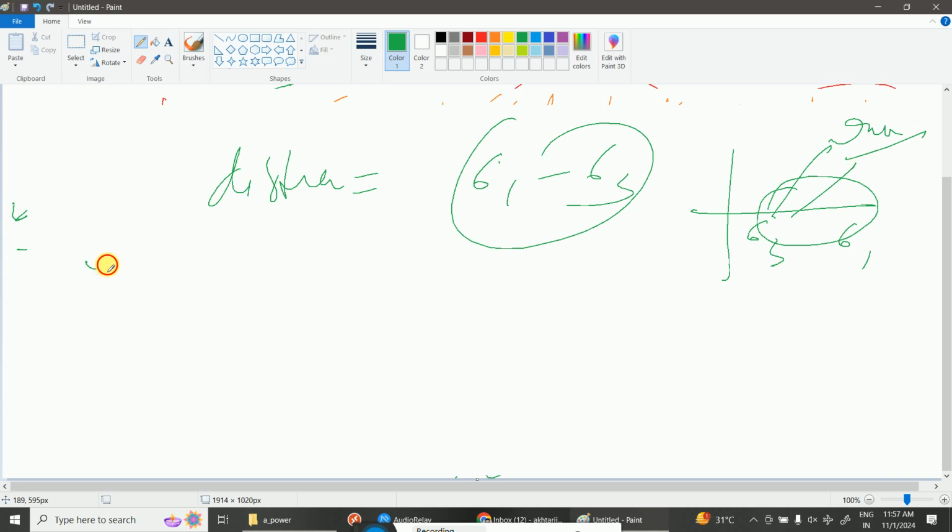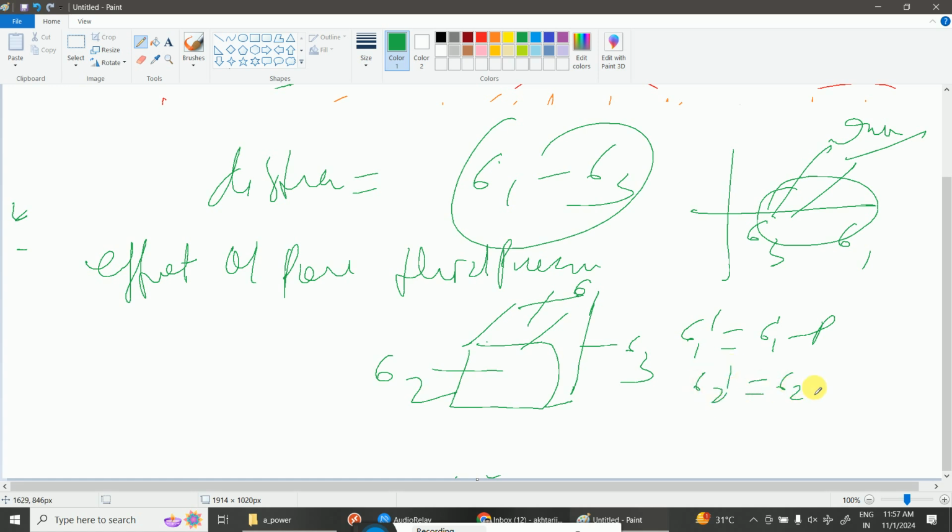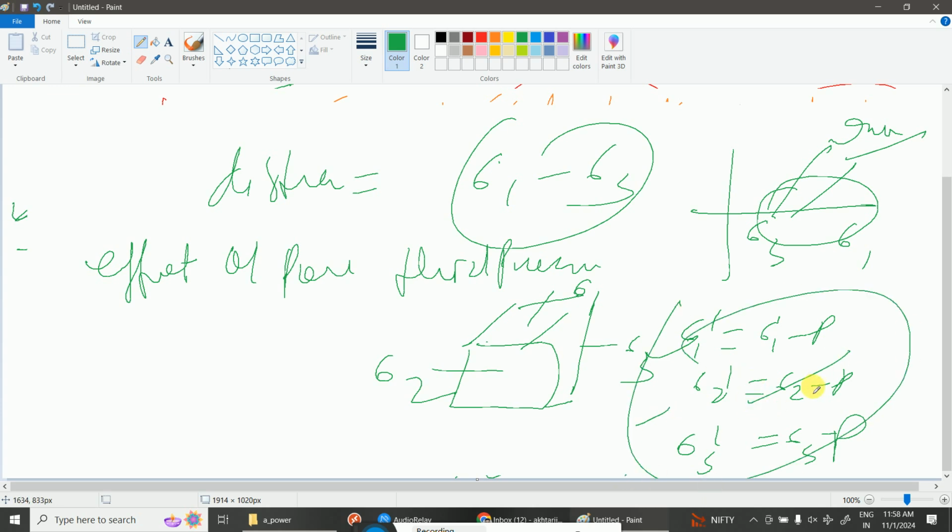Now come to the question: effect of pore fluid pressure. That is, sigma 1, sigma 3 and sigma 2. Sigma 1 dash is equal to sigma 1 minus P, sigma 2 dash is equal to sigma 2 minus P, sigma 3 dash is equal to sigma 3 minus P. Do this and find the answer. Minus pore fluid pressure, that is the effect of this.